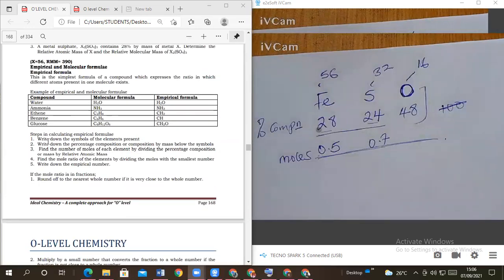When you are writing empirical formula, you first write down the symbols of the elements present. They gave us iron, they gave us sulfur, the rest being oxygen. That's what we have here. Now, write down the percentage composition by mass. They gave us iron is 28, sulfur is 24, the rest being oxygen. We calculated it from here, that the total percentage is 100. If I add these 2 minus 100, the rest will be for oxygen, isn't it?